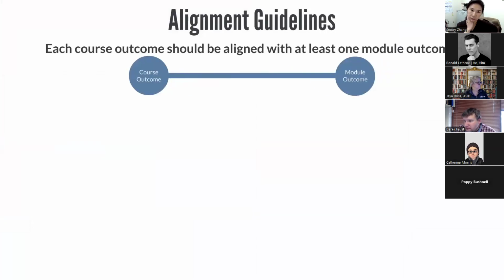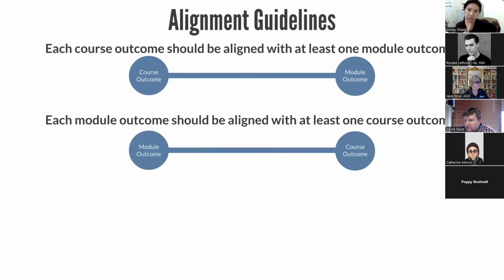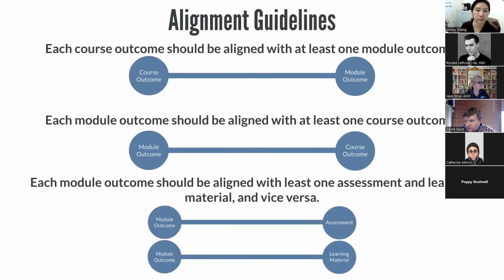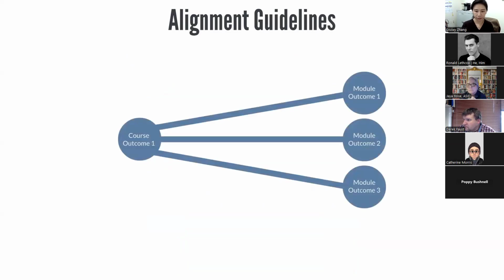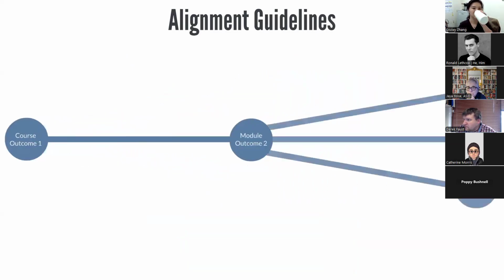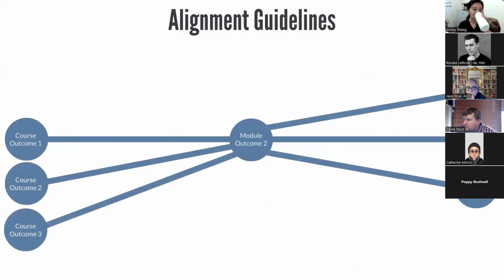Each course outcome should be aligned with at least one module outcome. Each module outcome should be aligned with at least one course outcome. And each module outcome should be aligned with at least one assessment and learning material, and vice versa. While these guidelines state a minimum number, you often find that several module outcomes map back to the same course outcome, and that several assessments and course outcomes map back to the same module outcome.